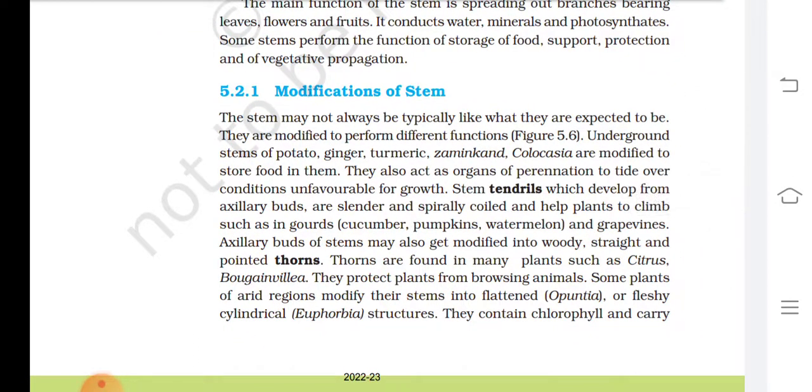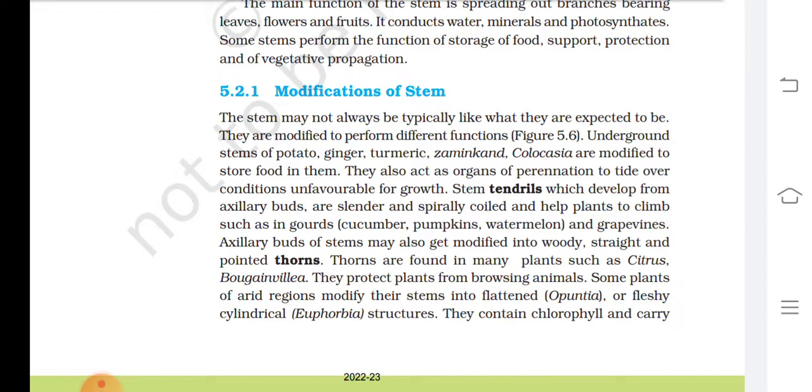5.2.1 Modification of stem. The stem may not always be typical like what they are expected to be. They are modified to perform different functions, that is given in figure 5.6. Underground stems of potato, ginger, turmeric, zamikand and colocasia are modified to store food in them. They also act as organs of perennation to tide over conditions unfavorable for growth.